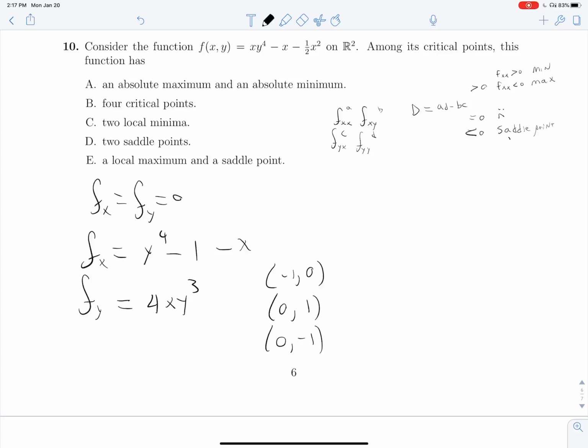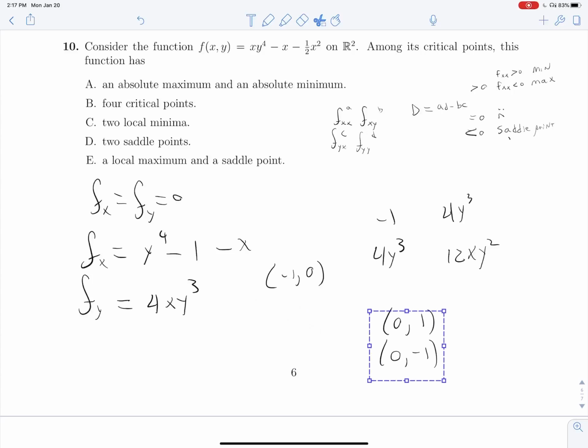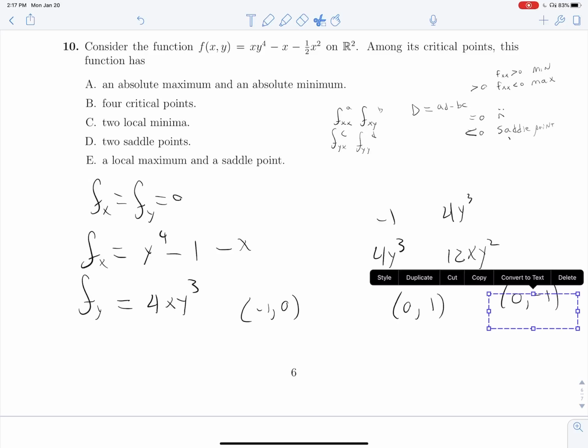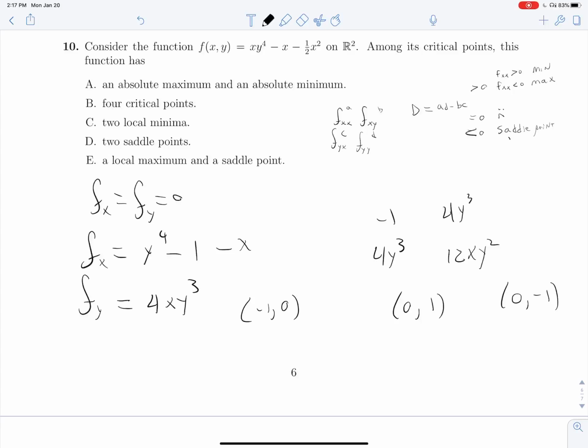Now it'll be a good idea to set up our matrix. So fxx is going to be -1. fxy will be 4y cubed, and so will fyx. And then fyy is going to be 12xy squared. And so with these 3 options, we can set up 3 different matrices corresponding with each of them. For -1, 0, we're going to get -1, 0, 0, and 0. For 0, 1, we'll get -1, 4, 4, 0. And over here, we will get -1, -4, -4, 0.